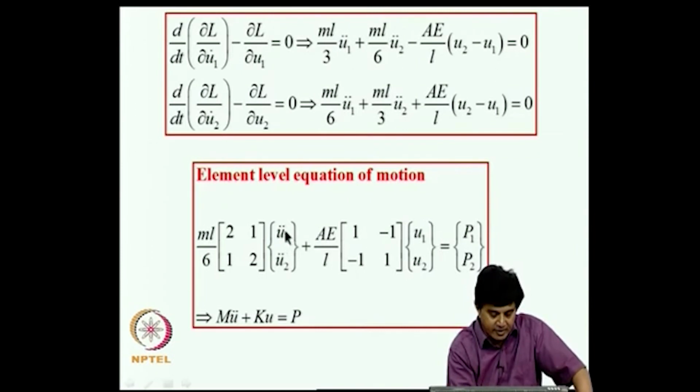I can write an acceleration vector, u1 double dot and u2 double dot, and this gets multiplied by the so called mass matrix, and u1 and u2, which is a displacement vector, gets multiplied by the stiffness matrix. I will come to this force vector in due course, but we can believe that these are the nodal forces. So I now get the element level equation of motion of the form M u double dot plus K u equal to p.